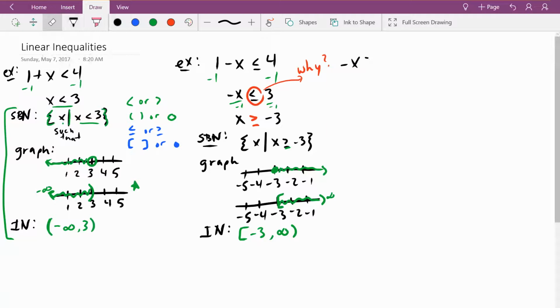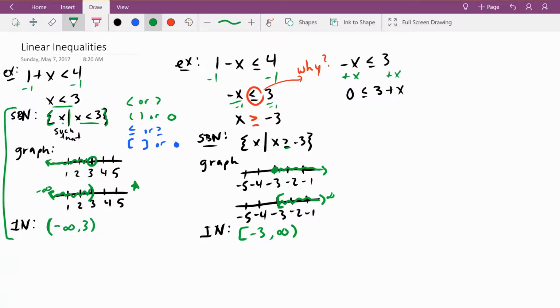-x less than or equal to 3, right? Okay. Here's why. I'm going to go ahead and move this x. It's a negative, and I'm not going to multiply or divide by a negative. I'm adding. I'm going to add this x to the other side. If we did that, we would then have 0 less than or equal to 3 plus x, right?